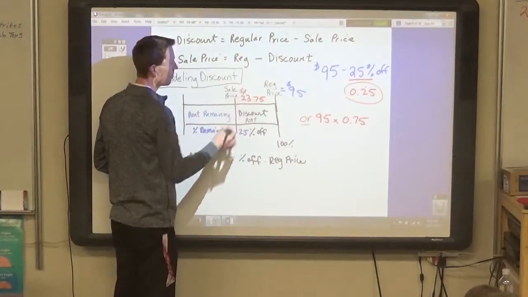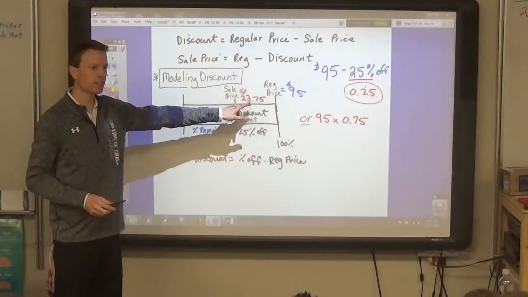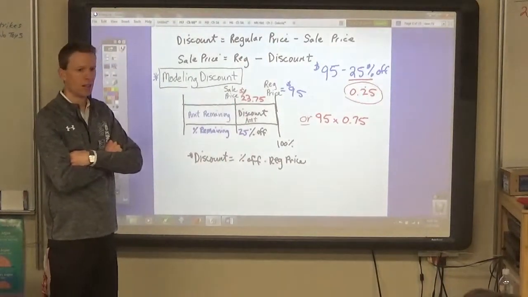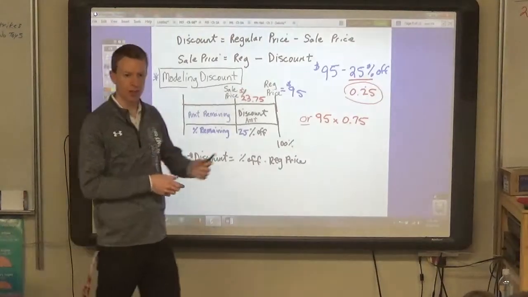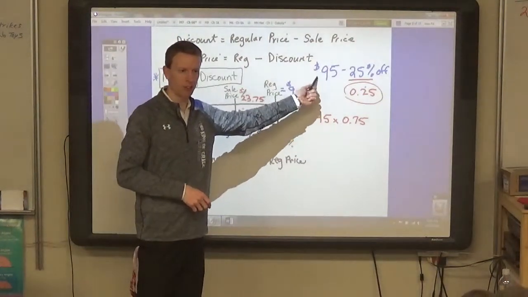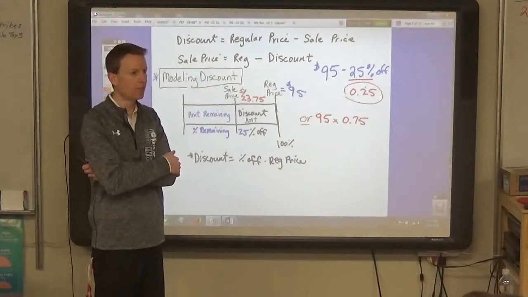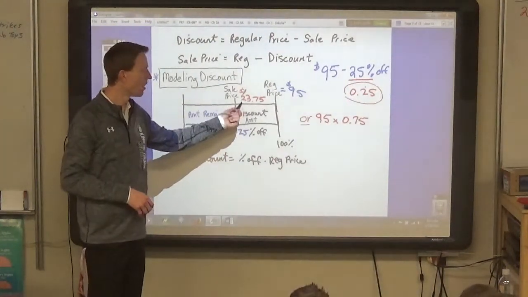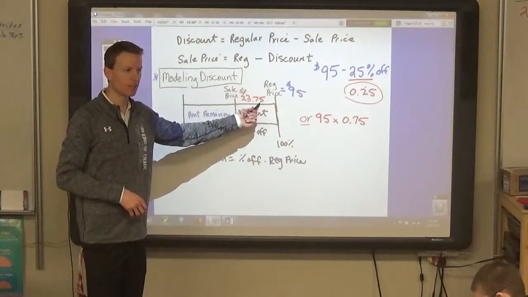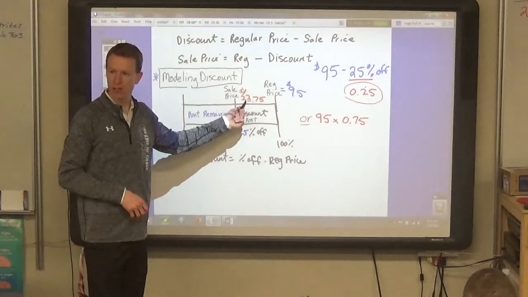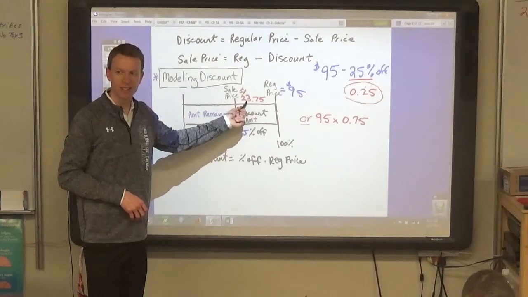23.75. So is that the new price? Is that the price then? No. Yes. If you buy a pair of shoes, let's say we got a pair of basketball shoes, they're $95. And they're 25% off. So do they cost $23.75? No. Is that the sale price? It's a discount, right? That's the discount.